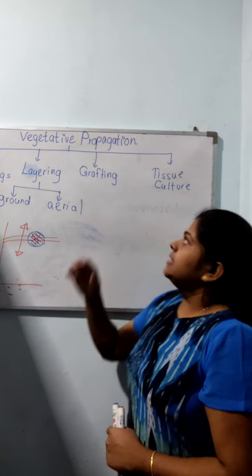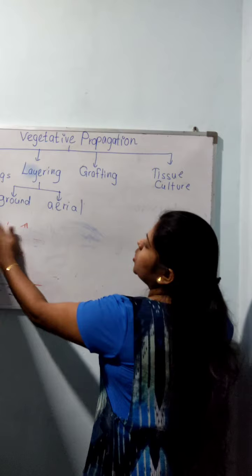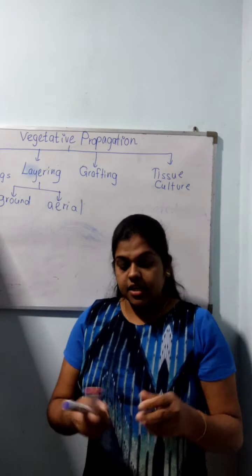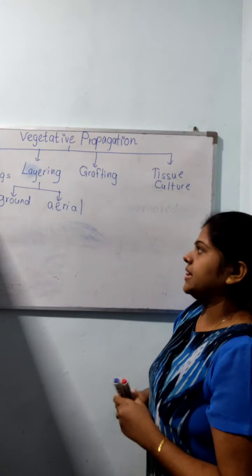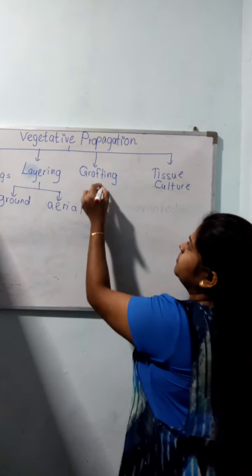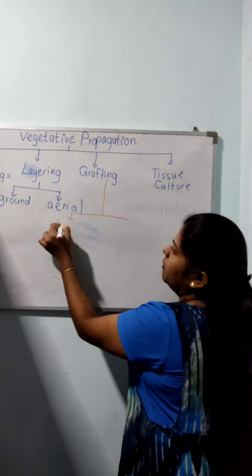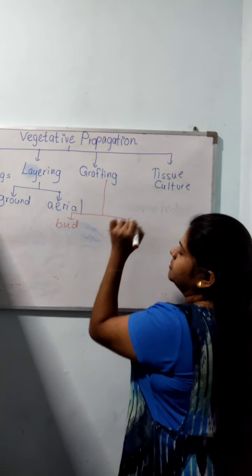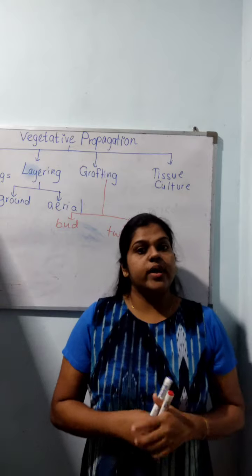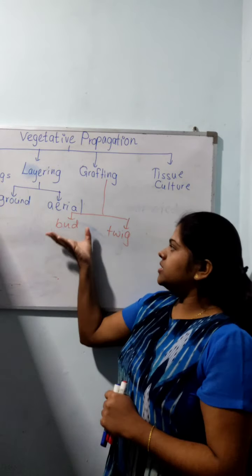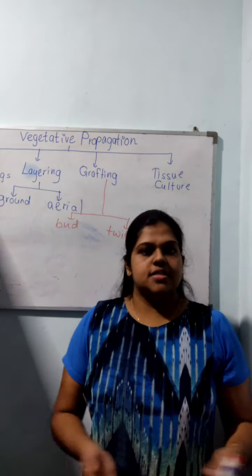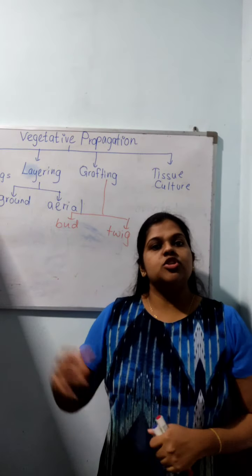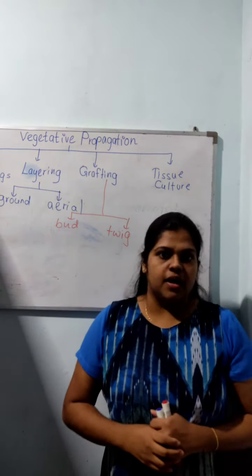The third method is known as grafting. When we talk about grafting, grafting also has two methods: bud grafting and twig grafting. When we talk about bud grafting, these grafted plants are now very common in our society. In bud grafting, especially we use this for our rubber plants.